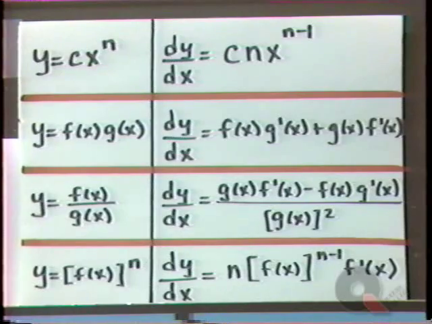And finally, we have our power rule. This is for differentiating a function to a power. The derivative of a function to a power is the power times the function to the 1 less power times the derivative of the inside.